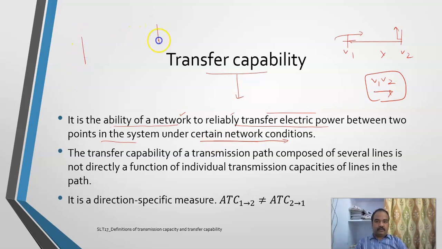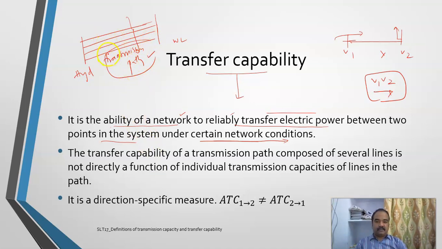Normally, between two points, let us suppose I take Hyderabad and Warangal, there can be a number of transmission lines between these two points, and this entire set of transmission lines is called a path. This is called a transmission path between Hyderabad and Warangal. So the transfer capability of a transmission path, which is composed of several lines, is not directly a function of the individual transmission capacities of the lines. Try to remember. And one more thing is, this may differ when you move in different directions. So it is a direction specific measure, which we will see in the next video lecture.